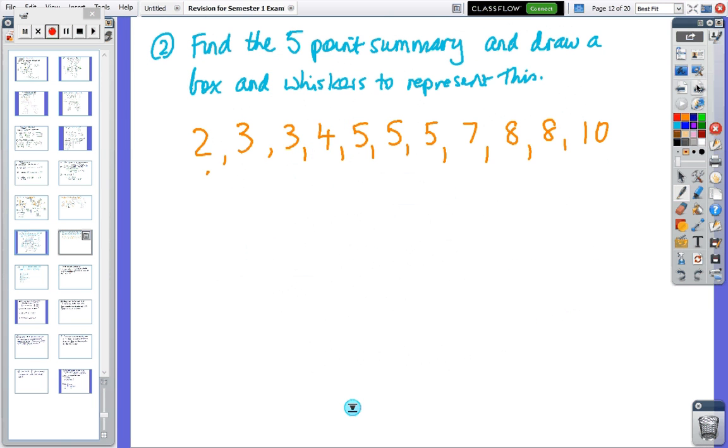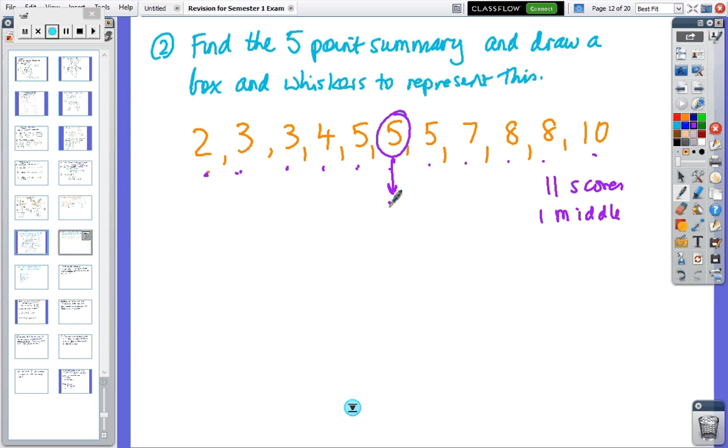Okay, moving on. Find the 5-point summary and draw a box and whiskers plot diagram to represent this. Okay, so when you're ready, have a go. Okay, so first thing we do is count: 1, 2, 3, 4, 5, 6, 7, 8, 9, 10, 11. So we've got 11 scores, so we do have one middle. The middle will be the 6th score.